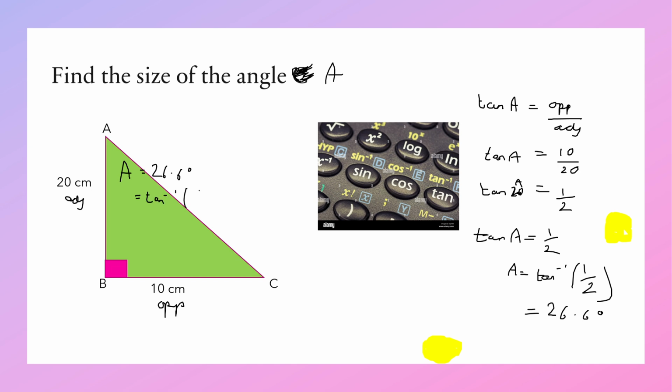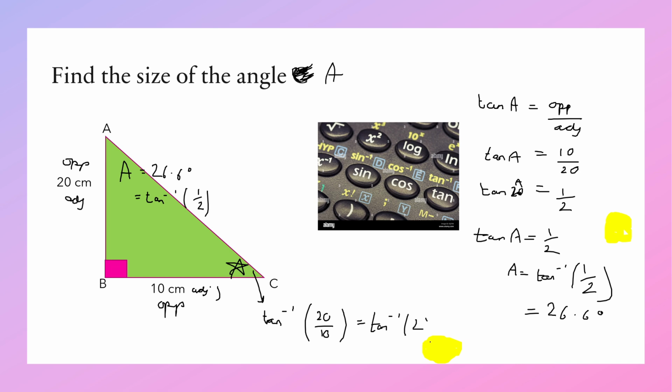What do you think this one's going to be? It's just going to be tan inverse 20 over 10, because that's the opposite this time, and that's the adjacent. So we actually get tan inverse 20 over 10 equals tan inverse 2.